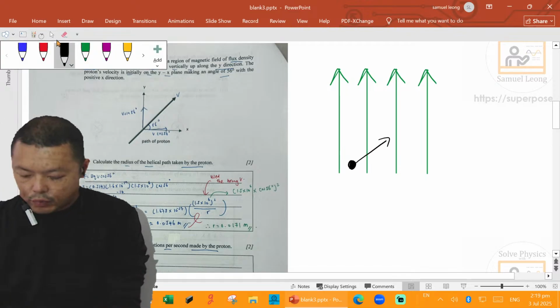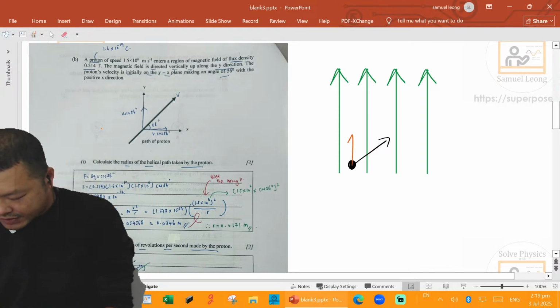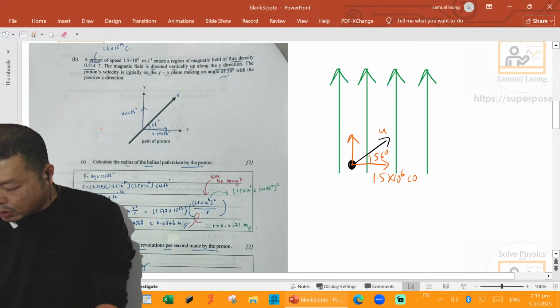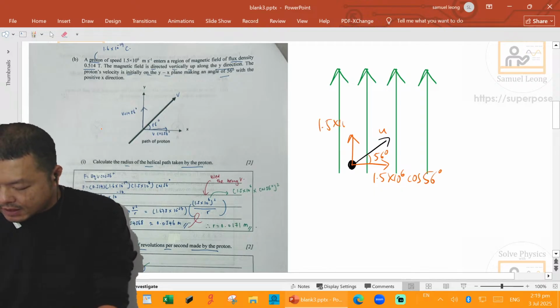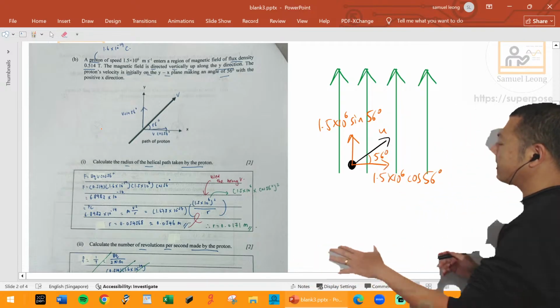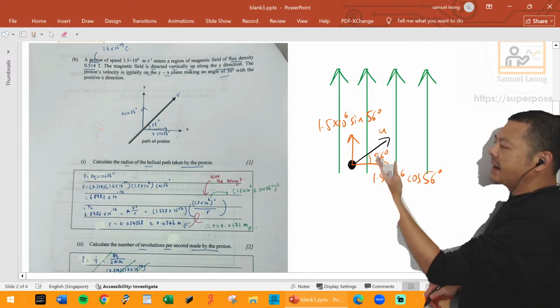So yes, you have to resolve it into the vertical and the horizontal, and if you resolve it, you will get this and this. Since this is at 56 degrees and I'll call this u, this is 1.5 times 10 to the power 6 cosine 56 degrees, and this is 1.5 times 10 to the power 6 sine 56 degrees. So this is D2, D3, guys, this is for everyone. This is charged particle in a magnetic field.